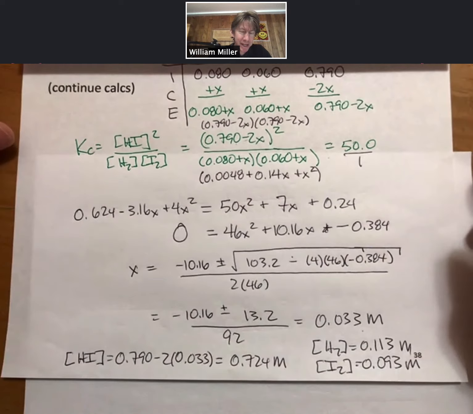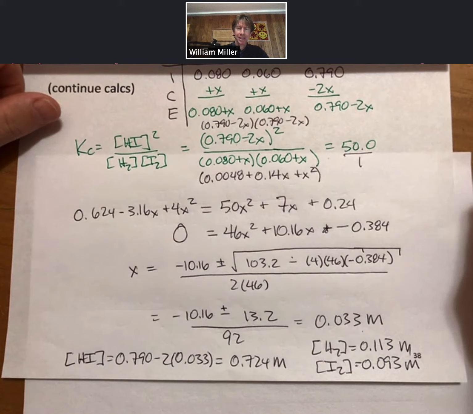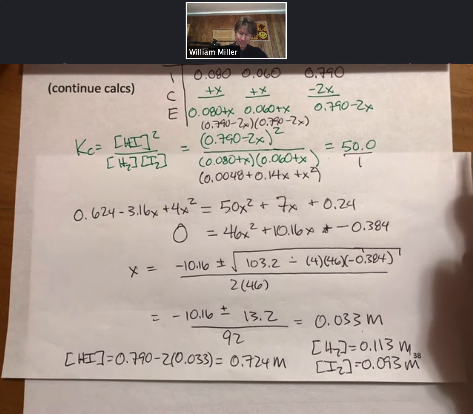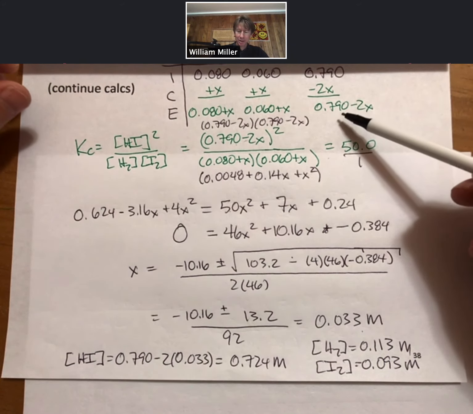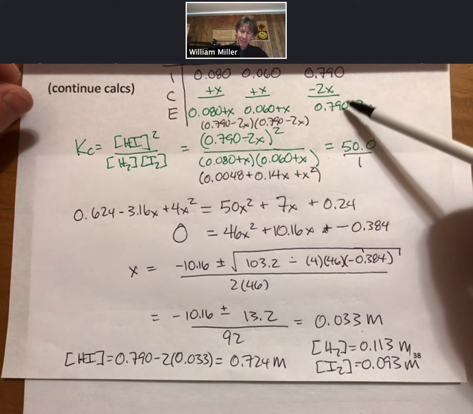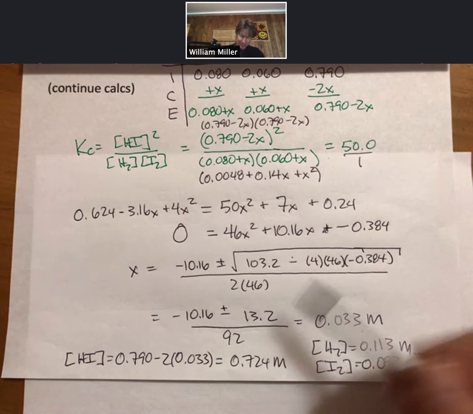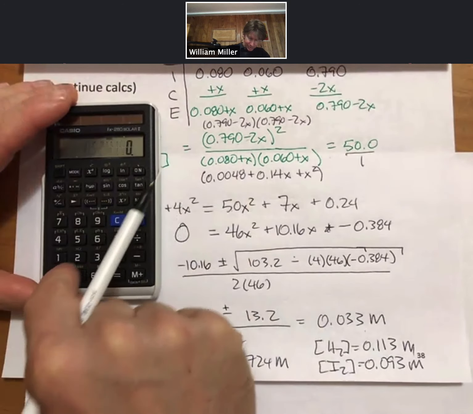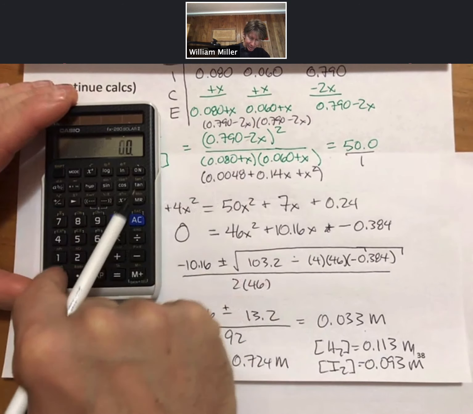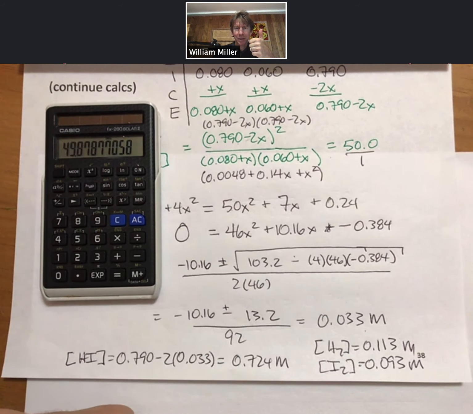I think that's correct. I hope it's correct because it was a lot of work. At least my answer made physical sense. What I mean by that is I did not expect a lot of reaction to occur. Oh, I can plug back in. Let's plug back in. So 0.724 squared divided by 0.113 divided by 0.093. 49.8. Thumbs up. I think I did it correctly. Miller, signing out.